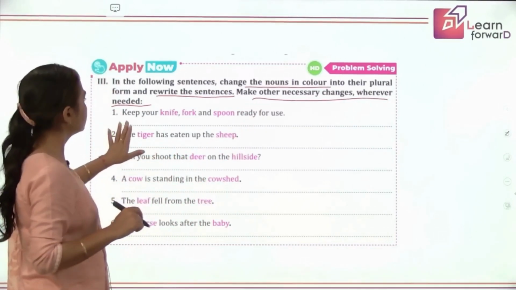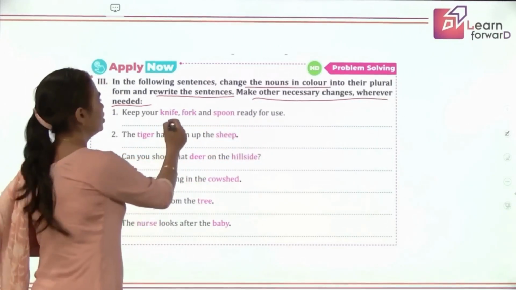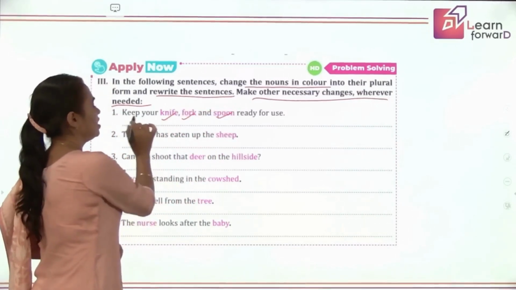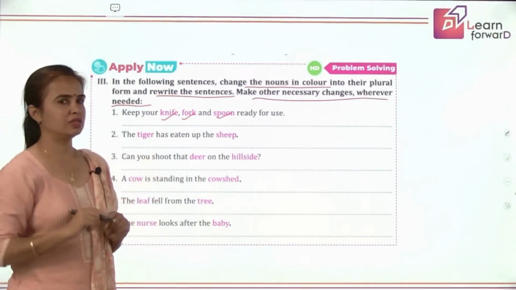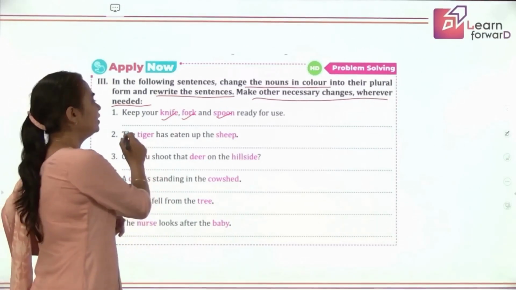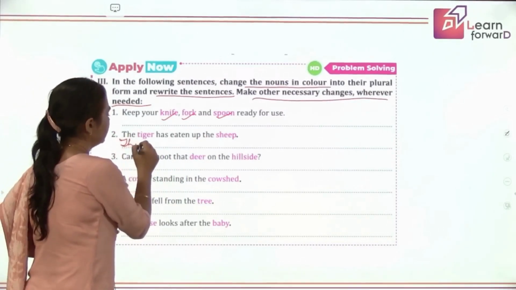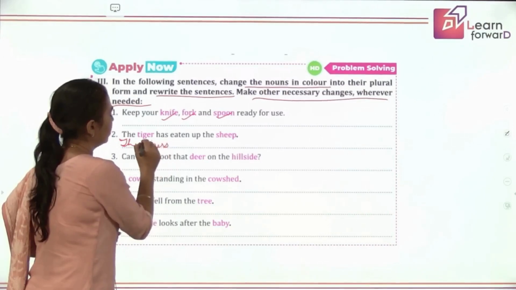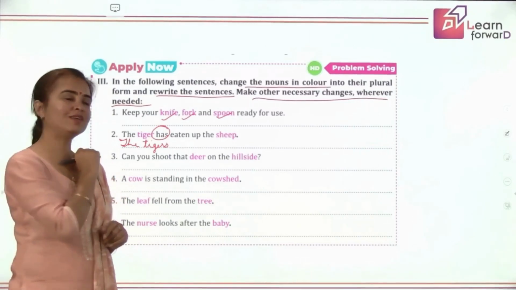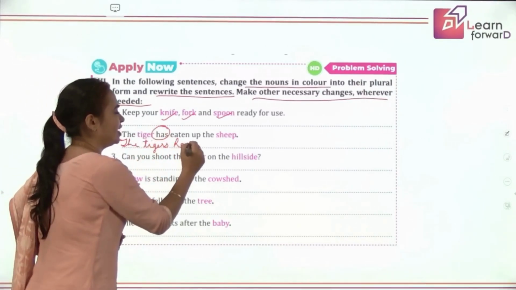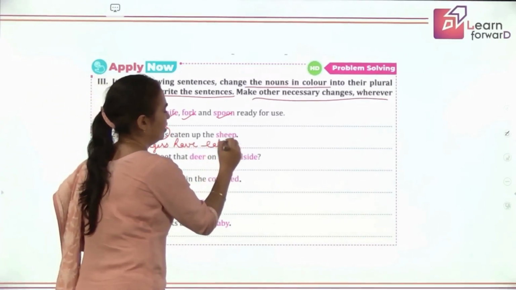So let's do this. Keep your knife, fork and spoon ready for use. So here we just need to change these words. Keep your knives, forks and spoons ready for use. No other necessary changes needed here. The tiger has eaten up the sheep. What's the plural of tiger? Tigers. Good. But with singular, they are using has here. What do you use with plural? Good. So this is a necessary change I have to make here. The tigers have eaten up.